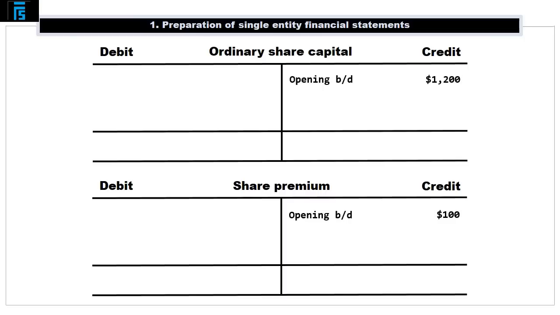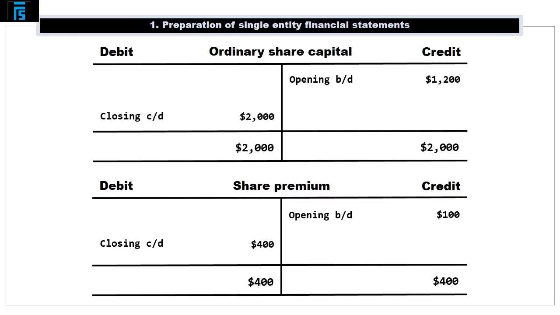Let's start by displaying the opening balances of both accounts as at the beginning of the year 2016. So that's €1,200 on the credit side of the share capital account and another credit, this time of €100 in the share premium account. We can also fill in the information pertaining to the closing balances of both accounts. So that's a closing balance of €2,000 on the debit side of the share capital account and a €400 closing balance on the same side of the share premium account.